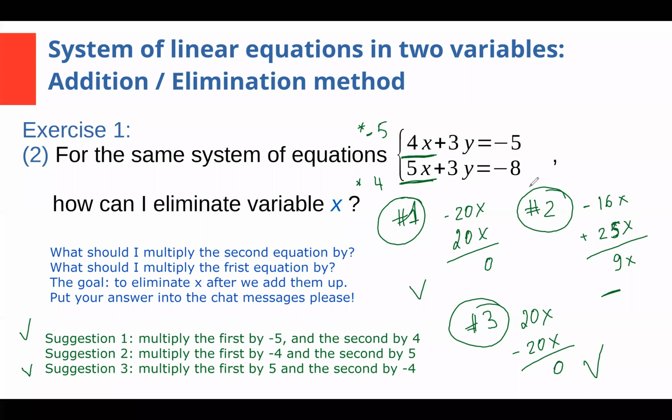Okay, so the first suggestion works. The third suggestion works. What they do basically is they change the signs, right? -5 and 4, and then 5 and -4, right? Okay, now let me go ahead and follow suggestion number 1 to multiply them, because I already checked it, right? And it's working.